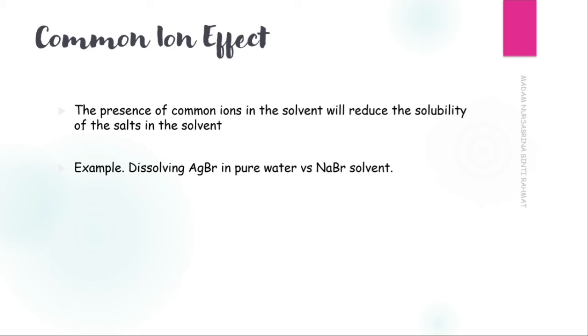We are dissolving silver bromide in pure water versus in sodium bromide. So in the pure water, we don't have any common ion for silver ion or bromide ion. So the solubility is just from the molar solubility of your silver bromide. But once we are dissolving my silver bromide in sodium bromide solvent, there are common ions present between these salts and the solvent, which is bromide ion. So the presence of the bromide ion will affect the solubility of this silver bromide, and it's going to be proved that silver bromide has higher solubility in pure water compared to in the sodium bromide solvent.